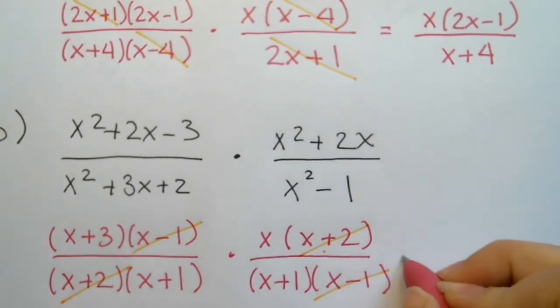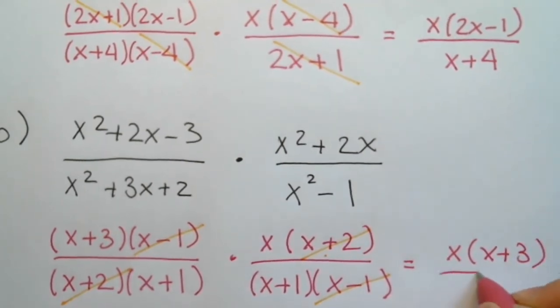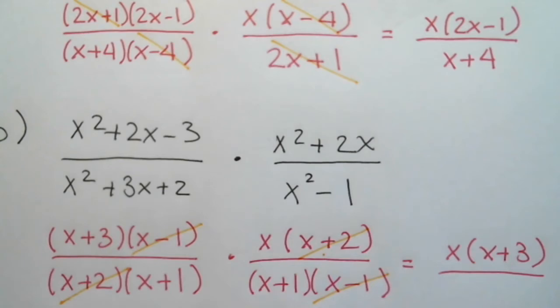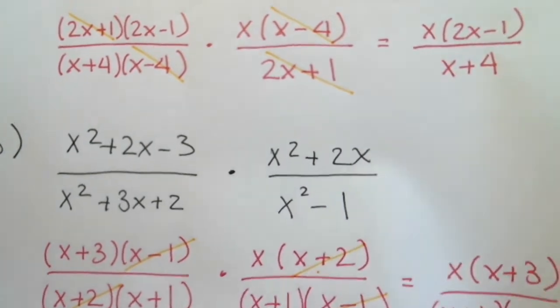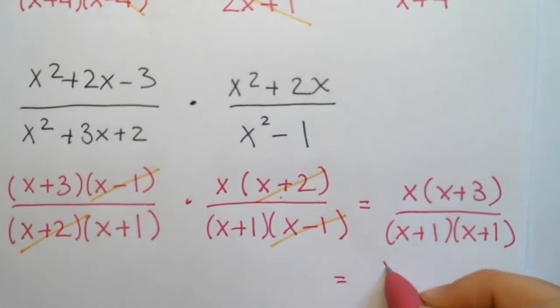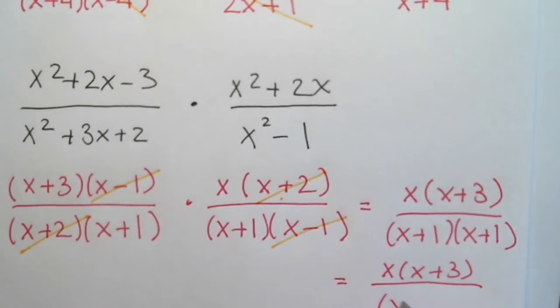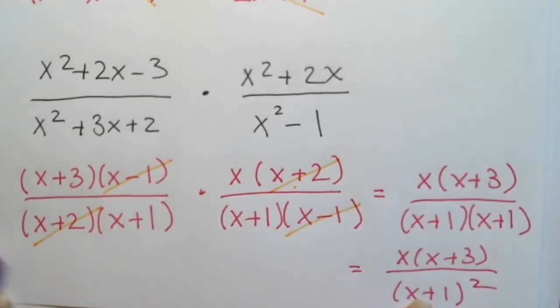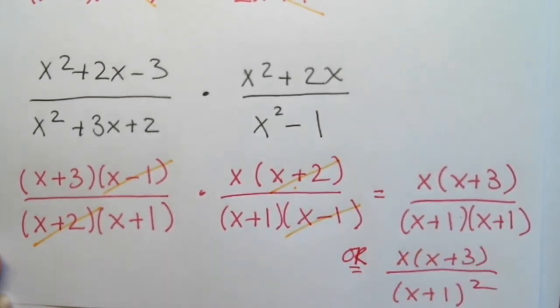Okay, so this would leave me with x times x plus 3. And then in the denominator, what's left is x plus 1 times x plus 1. Okay, again, I'm going to encourage you to leave this in the factored form, but a lot of students prefer the form where you have x times x plus 3 in the numerator and then x plus 1 squared in the denominator. And that is also considered factored form. So either one of these is totally okay.